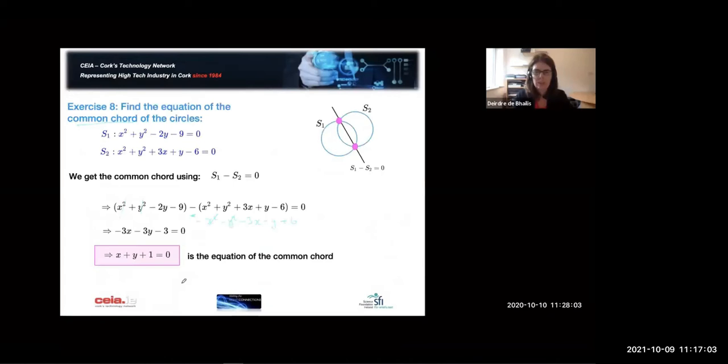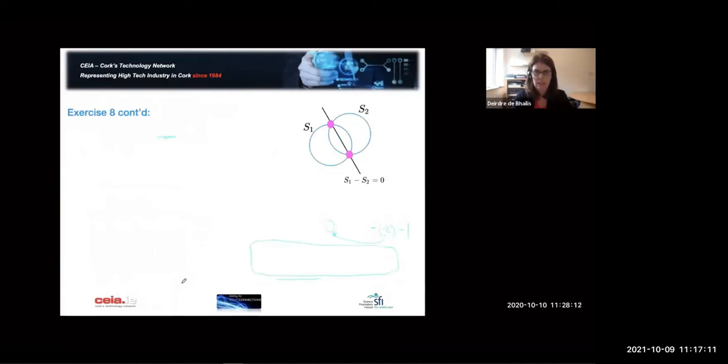And what we had was the equation of that line, the common chord was x plus y plus 1 equals 0. And that's what I used to set that x is equal to minus y minus 1 up there. So I hope that clears that up, but don't worry.